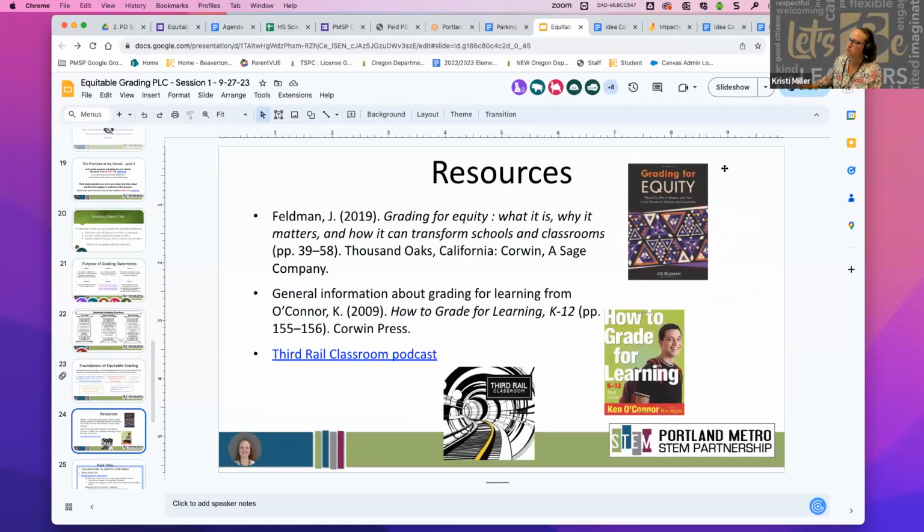I'm speaking specifically about this book right here. If you haven't read this or don't have a copy, I highly recommend picking one up. He just came out with the next edition of the book, so it's a great resource. I look at it often. There are a couple of others here. There's a great one by Ken O'Connor, who is a big name in standards-based grading. And then just for variety, so it's not always text, we do have something to listen to if you want to continue thinking about it over the next month.